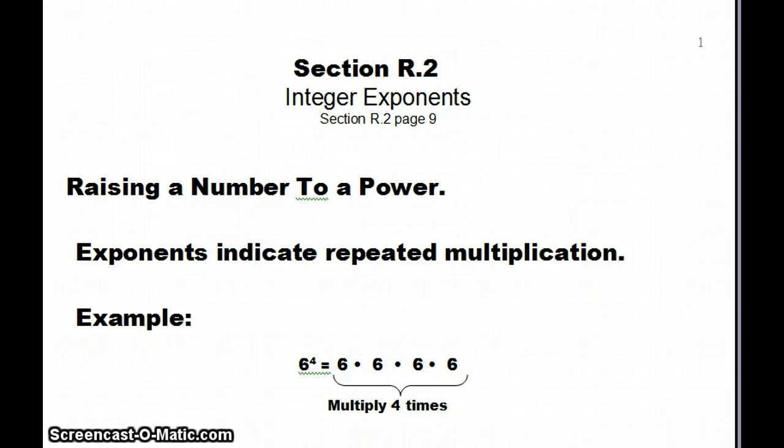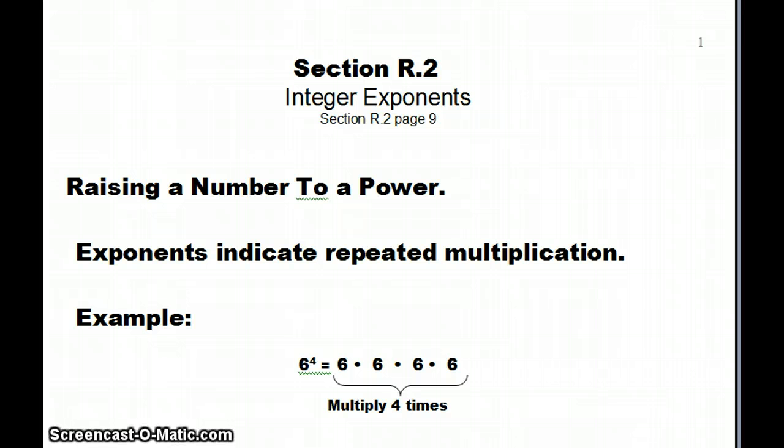Hi, we're going to start week 2 on section R.2, which begins on page 9 in your textbook, talking about integer exponents. From section 1, you'll remember that integers are positive whole numbers, negative whole numbers, or 0. So those exponents that we're going to be talking about are only going to be integers.